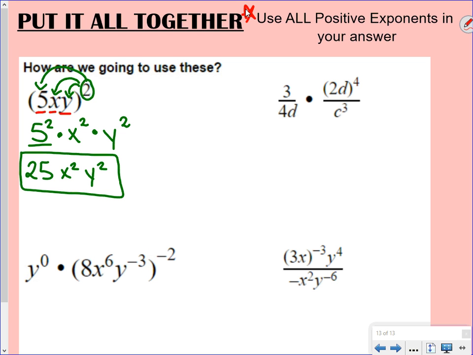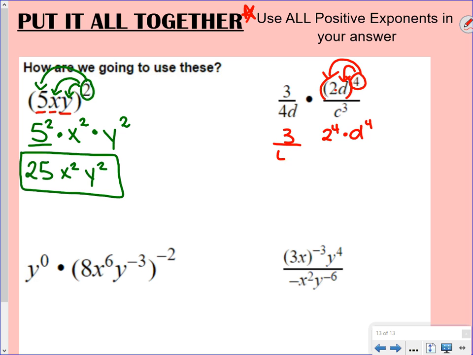Second example, we have 2 fractions being multiplied. If we remember order of operations, though, we do need to start with our parentheses. We have 2 bases being multiplied, 2 times d, all being raised to the power of 4. So we want to distribute that power of 4. So we get 2 to the power of 4 times d to the power of 4.